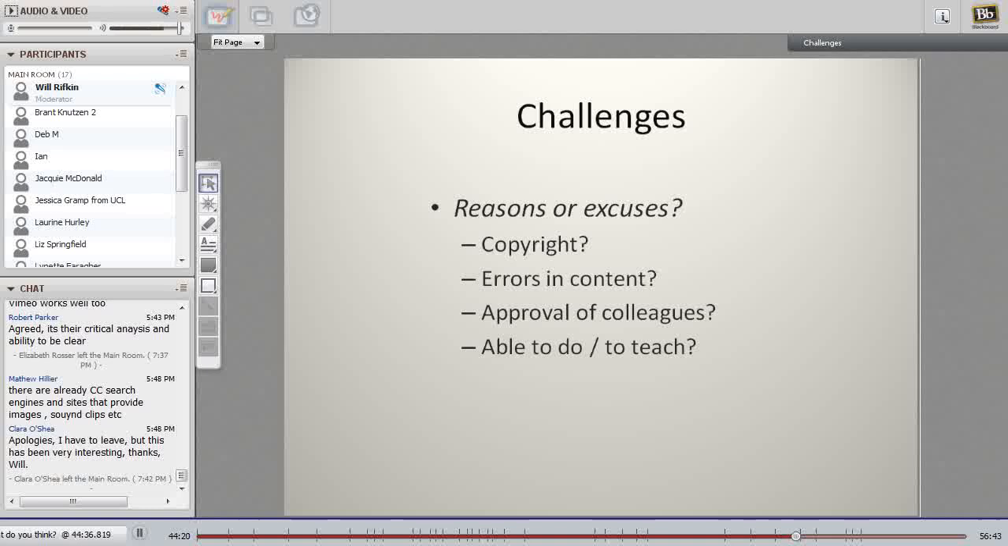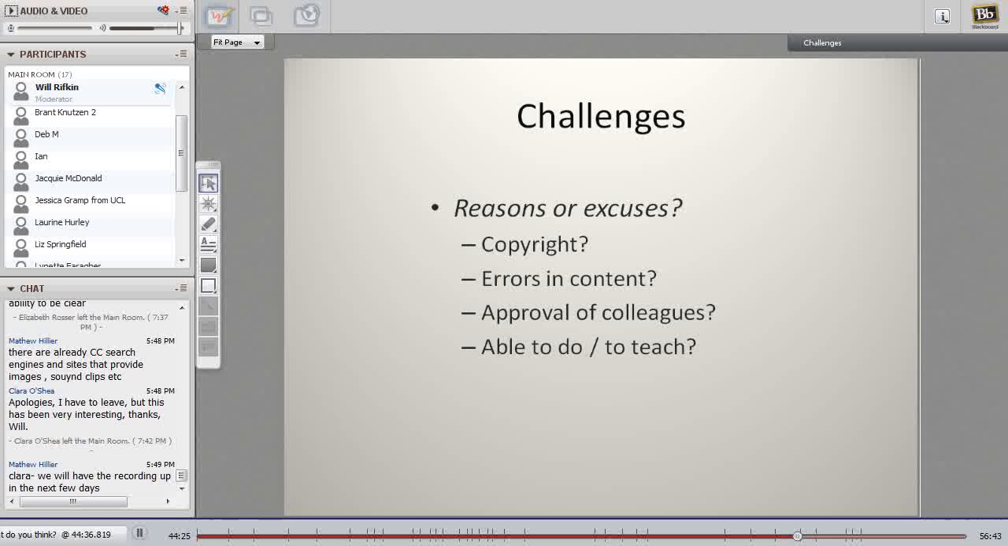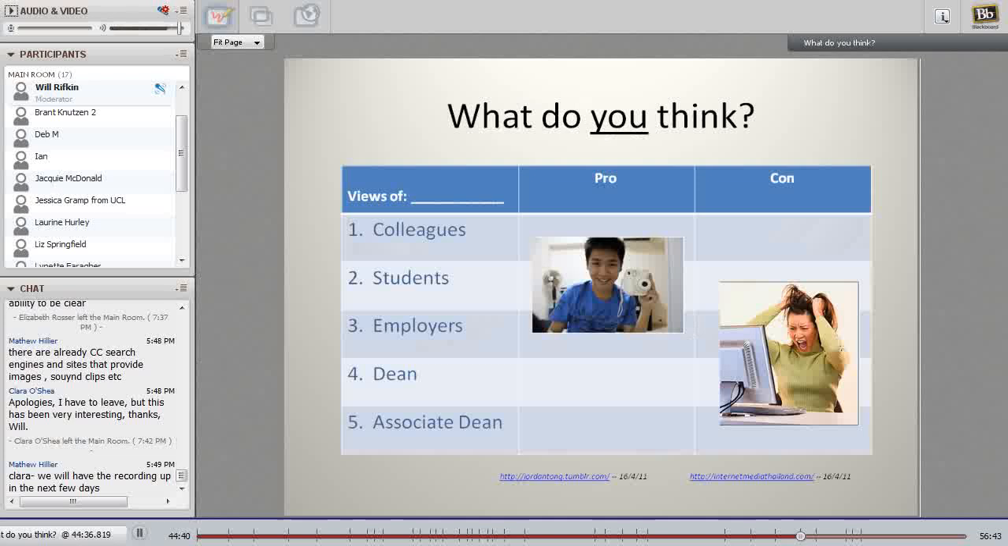And then, if you're not able to create multimedia, how can you teach it? I think some of us are living proof that you can ask students to do things that you don't need to do yourself, but to do it on a trial basis. So now I'm wondering, what do you think? What would your colleagues think? What would students think? What would employers, the dean or the associate dean for teaching and learning?